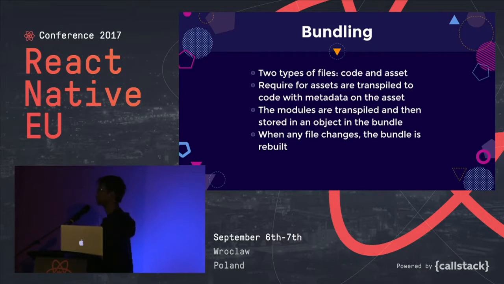Before that, we should discuss the bundling process in React Native. Basically, there are two types of files. One is code and one is asset. So code is basically any JavaScript code you write. It is just bundled as a string to the bundle, the bundle.js file. But assets are binary files like images or fonts or HTML files. Those files are not bundled into the JavaScript bundle. So instead of bundling them, we insert metadata about the asset to the bundle. We'll see how it is done.